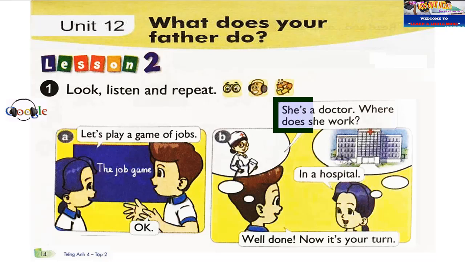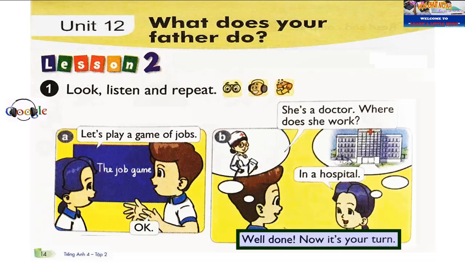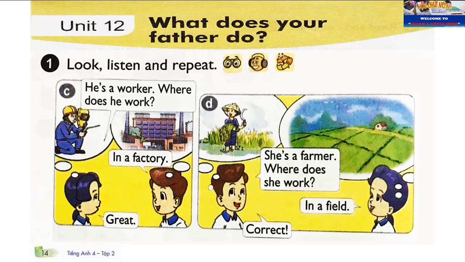B. She's a doctor. Where does she work? In a hospital. Well done. Now it's your turn. C. He's a worker. Where does he work? In a factory. Great. D. She's a farmer. Where does she work? In a field. Correct.